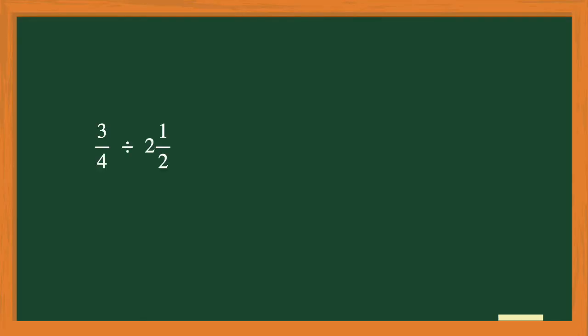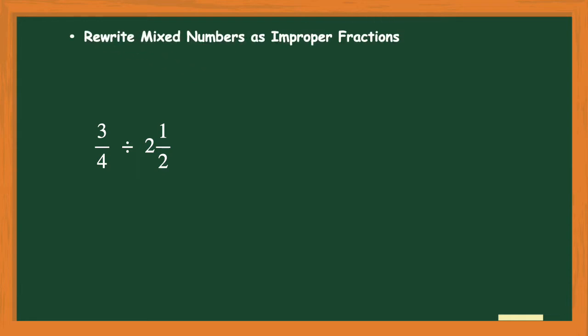So let's get started. I'm looking at this division problem of 3/4 divided by 2 1/2. And I have a fraction being divided with a mixed number. And you are only allowed to divide a fraction by another fraction. It's impossible to divide a fraction with a mixed number. So what I'm going to need to do first is rewrite that mixed number as an improper fraction before I start the division process. So let's do that now.